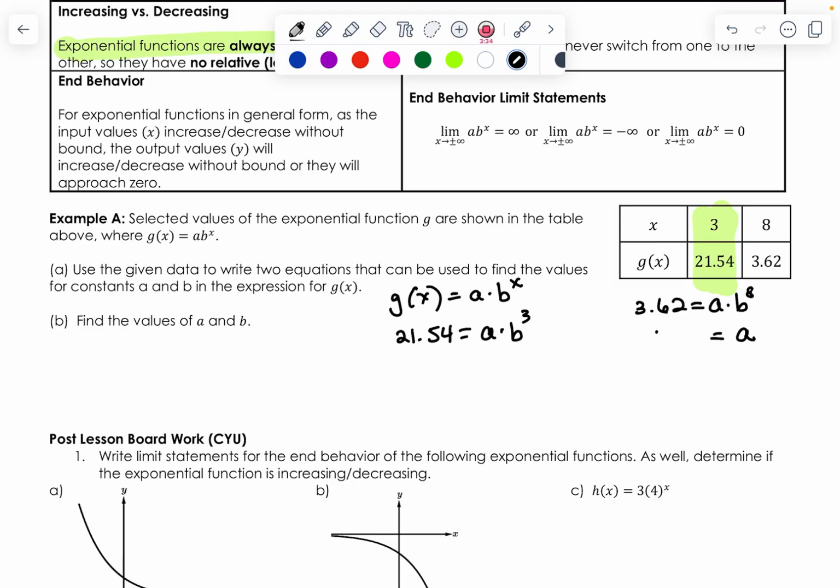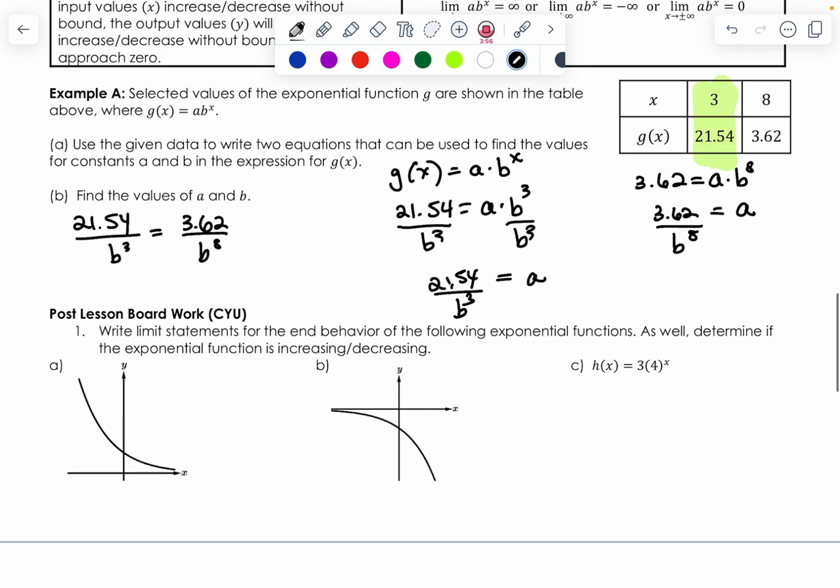Then I'm going to use the second value, and for each equation, I can divide by the b cubed. Then what you're going to do is you're going to set 21.54 over b cubed equal to 3.62 over b to the 8th. You cross multiply, and when you solve that, b is 0.7. And then go plug that in here, and I got a was 62.8.